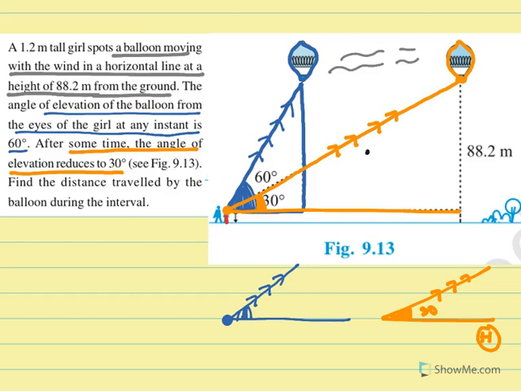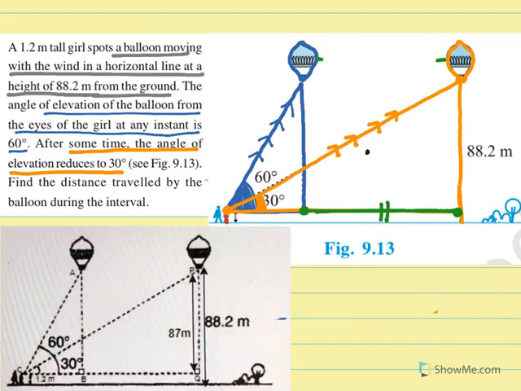Right? The height of the balloon, of course, remains the same. Here we assume that the height remains the same, that is 88.2. Now we must know the distance the balloon has traveled. The balloon was at this point first, and then moved to this point, right? So this is the distance the balloon has traveled, which is equal to this distance. If we calculate this distance, and this is equal. So this is how we go about this sum.